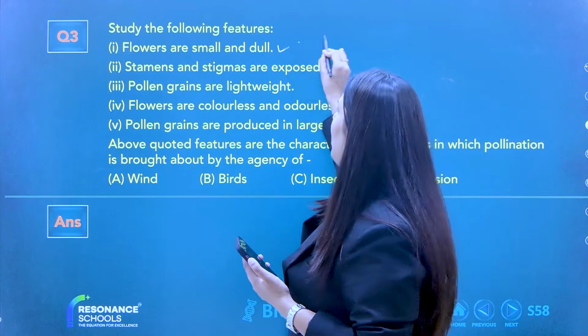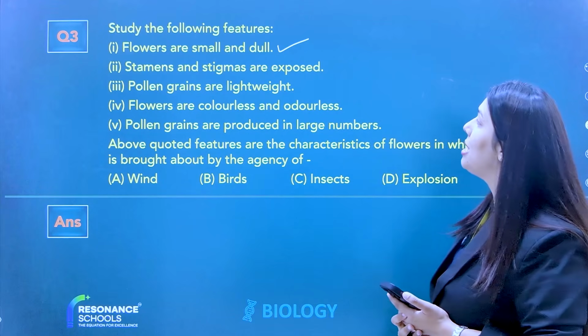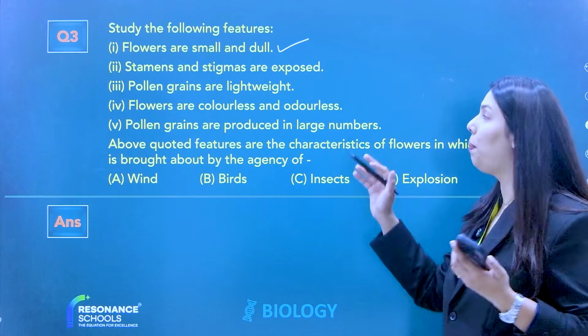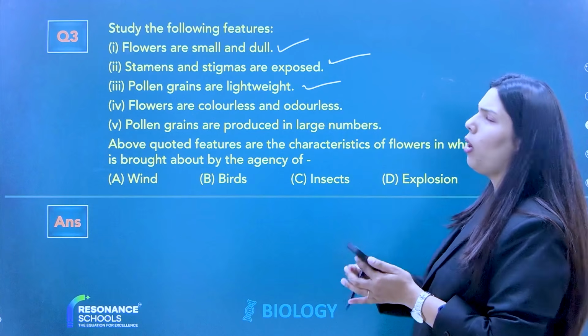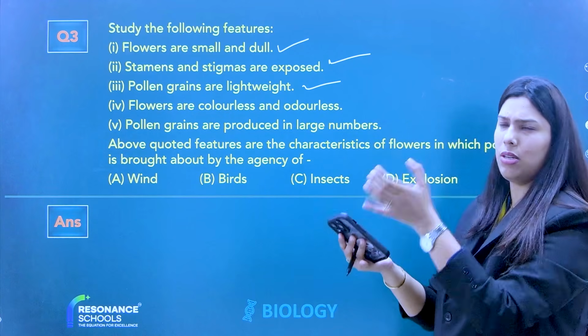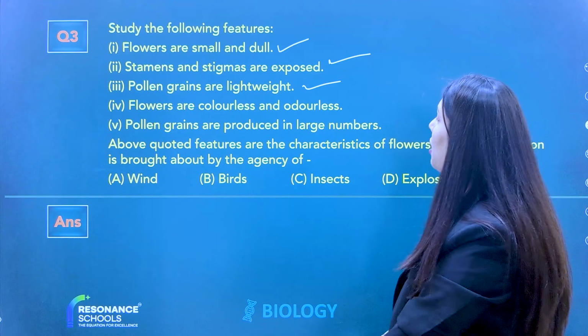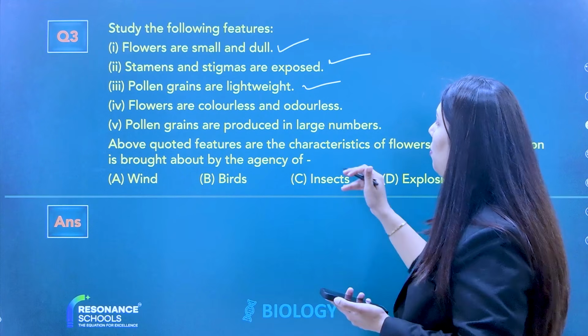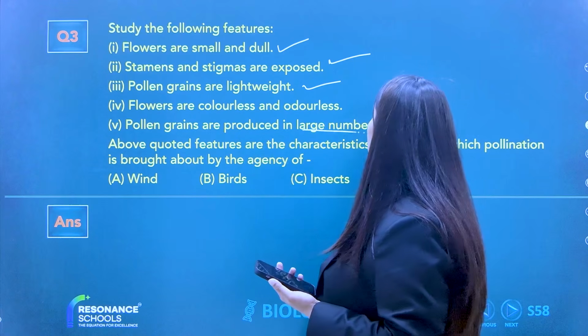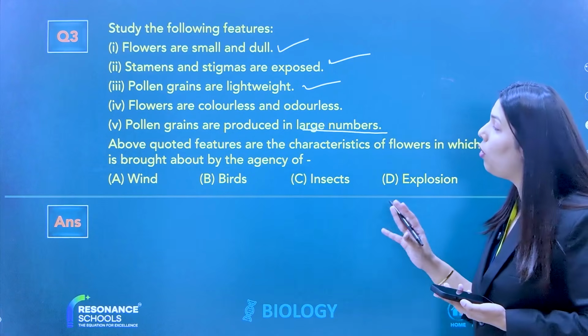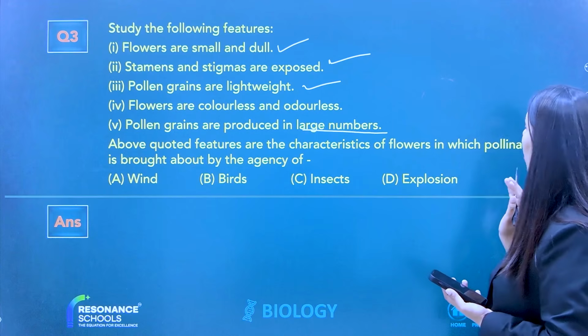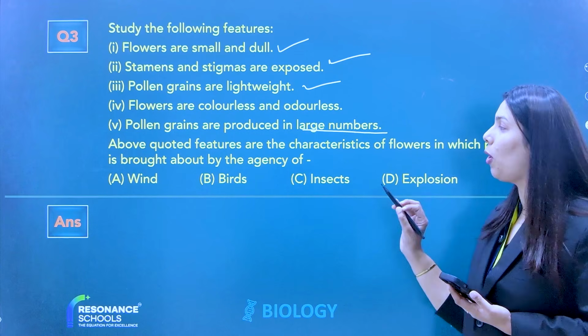Flowers are small and dull. Stamens and stigma are exposed, which means they are open. Pollen grains are very light-weighted and are produced in large numbers. So the above features are the characteristics of the flower in which pollination is brought about by the agency.